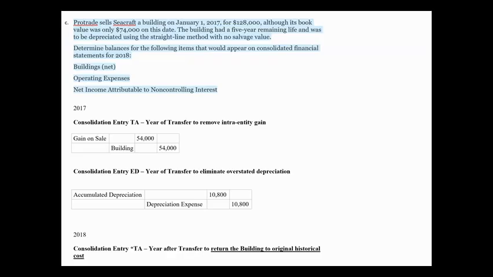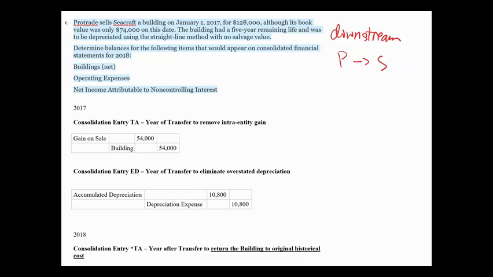Okay, so in this transaction, this is an intra-entity depreciable asset transfer, transferred from parent to the subsidiary. So this is a downstream transfer, from parent to the subsidiary. And for this type of transaction, normally we need to prepare two consolidated entries.